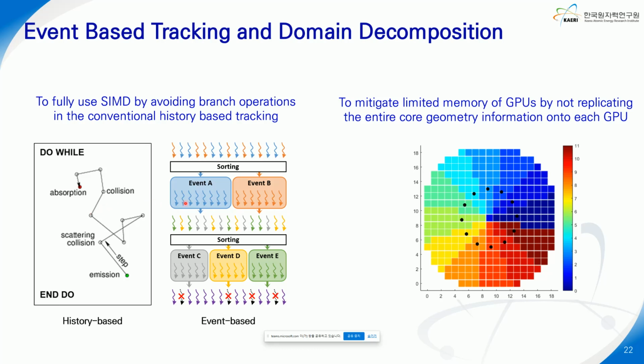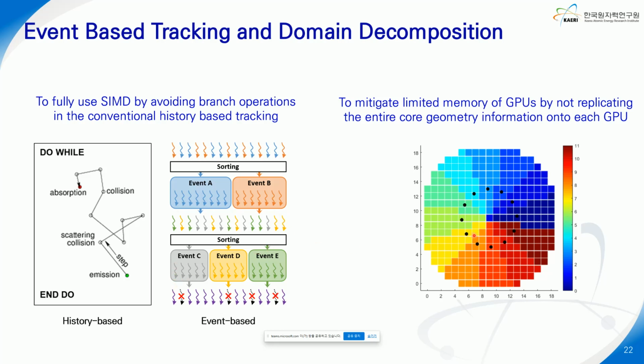On the contrary, in the event-based tracking, neutrons undergoing the same events, such as capture, scattering, and fission, are processed together by the same instruction. And by a sorting algorithm, it is possible to collect neutrons undergoing the same events. This is to fully utilize the SIMD operation. In the event-based scheme, one computing thread will track different neutrons at different times, like this.